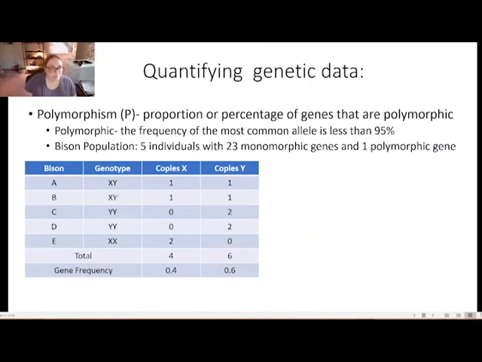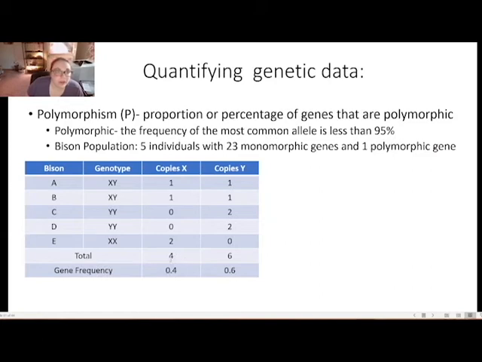The genotypes can have X or Y. So you can have XY, you can have YY, you can have XX. And if you have XY, that means you have 1 copy of X, 1 copy of Y. If you have YY, that means you have 2 copies of Y. XX means 2 copies of X, right? So to get the frequency, you would just add up all of the copies of each type.